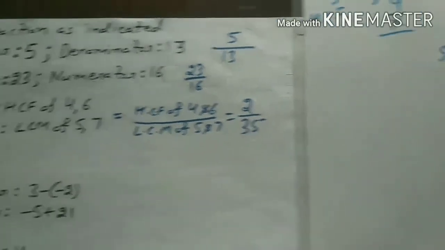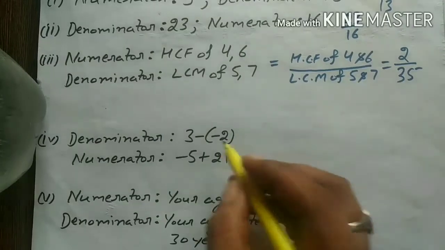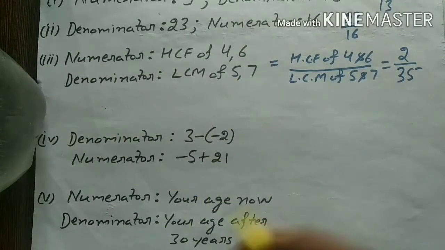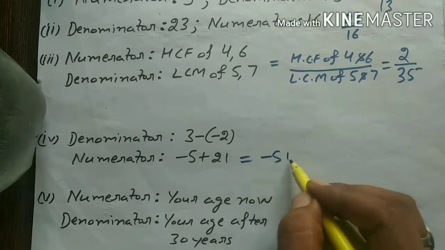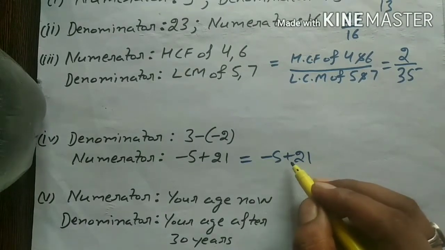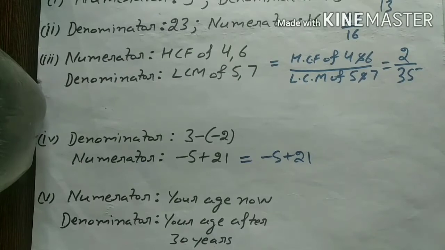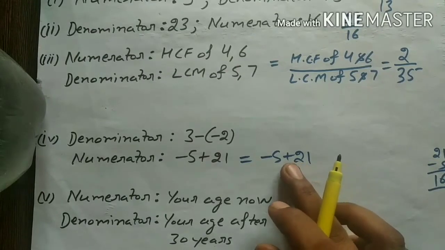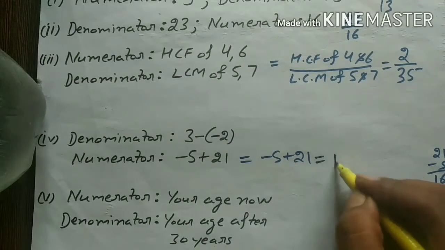Now the turn is of the fourth part. Denominator is this and numerator is this. Firstly I will find their values. Now I know minus 5 plus 21. Student, both symbols are not the same. It means these are unlike signs. Where you find unlike signs, you will have to subtract. So 21 minus 5, that is 16. Now which one is greater? 21 is greater, and what is the symbol with the greater one? That is positive. Therefore your answer will be plus 16.